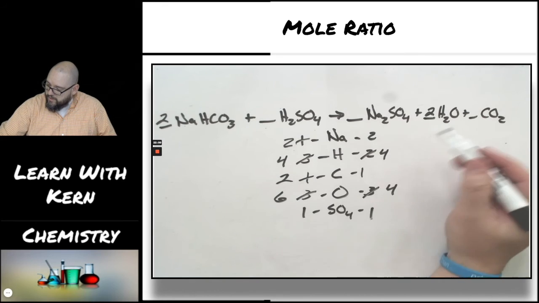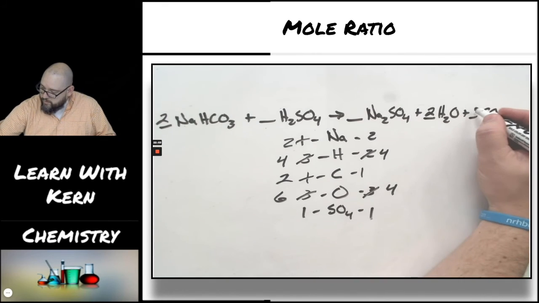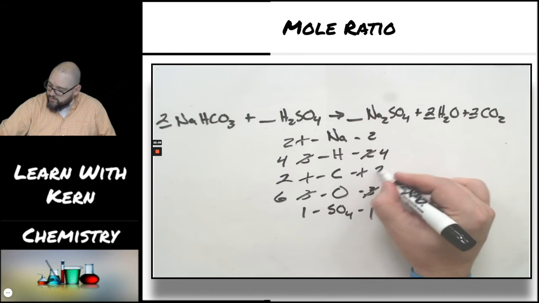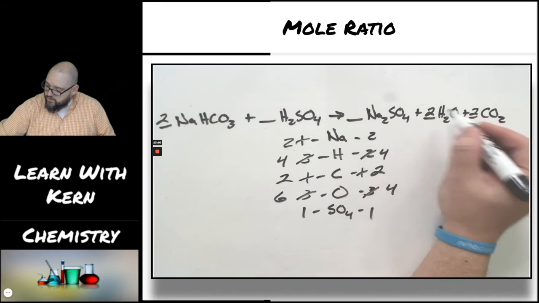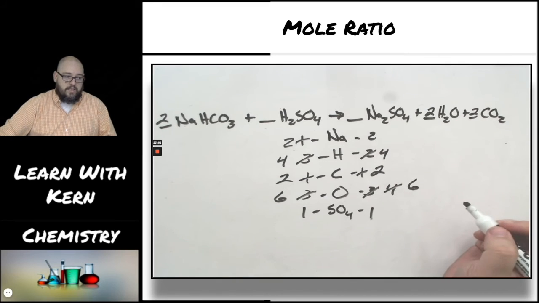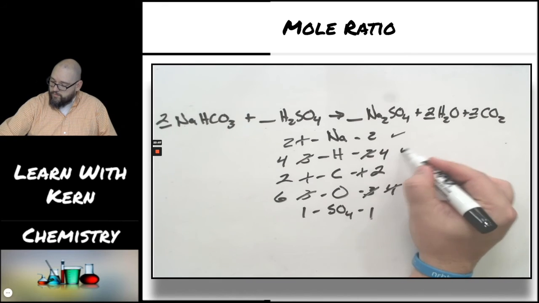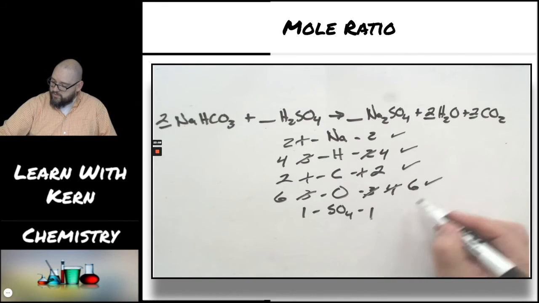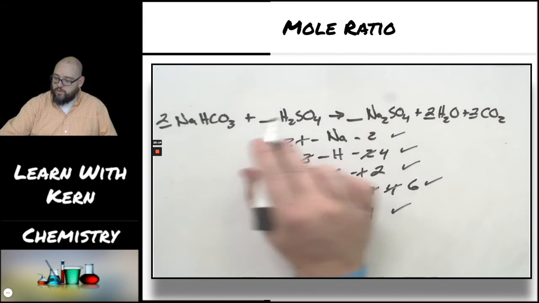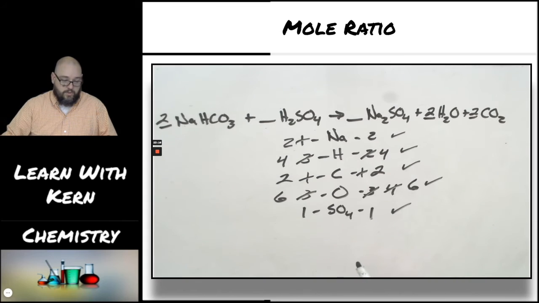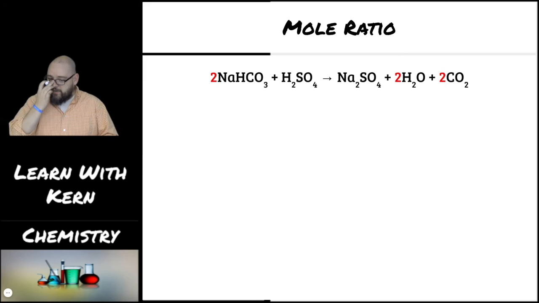And my carbons now are not balanced, so I'm going to put a 2 right there to give me 2 carbons, and that gives me 2 times 2 is 4, plus these 2 is 6 oxygens, sorry. And so now 2 and 2, 4 and 4, 2 and 2, 6 and 6, 1 and 1. It is now balanced, so my coefficients are 2, 1, 1, 2, 2, respectively. And so now I have this as my equation.